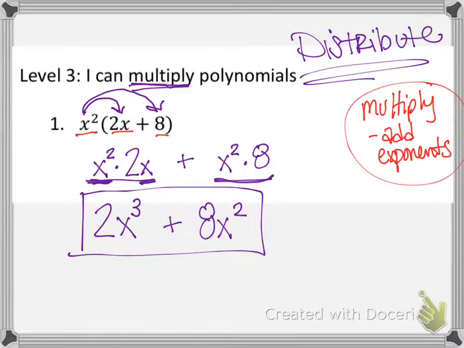Those are not like terms. They cannot be combined together because x to the third and x to the second are different types of terms. But that is multiplying one term outside of the parentheses.